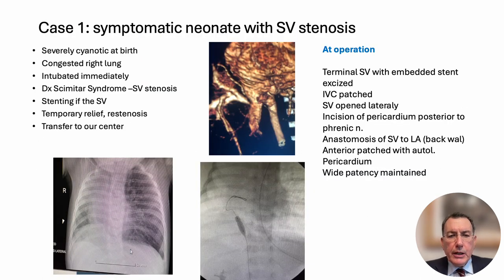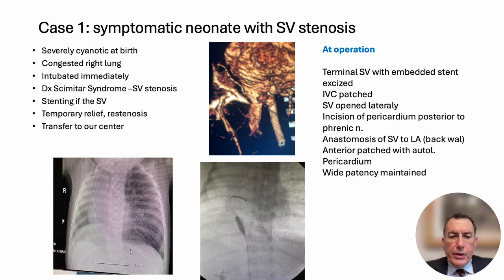Allow me now to present two illustrative challenging cases from our own experience. The first is that of a severely symptomatic neonate with major scimitar vein stenosis, which was intubated at birth. A coronary stent was then placed at another institution as palliation to relieve the stenosis and achieved some improvement clinically, but soon stent restenosis developed and there was recurrent heart failure and pulmonary hypertension. The baby was then transferred to our unit for surgical repair.